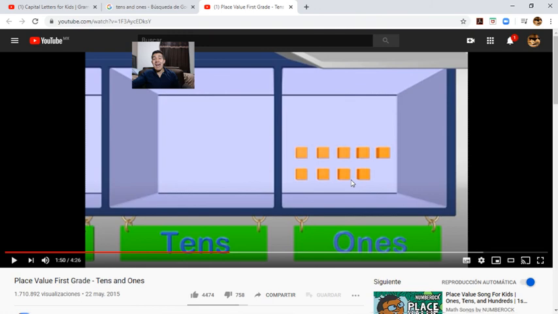Great job again. But wait a minute, another block just moved in. 1, 2, 3, 4, 5, 6, 7, 8, 9, 10. Aquí ya son dos dígitos, el número 10. No se puede colocar el número 10 en una sola cajita. En una sola cajita no se puede.